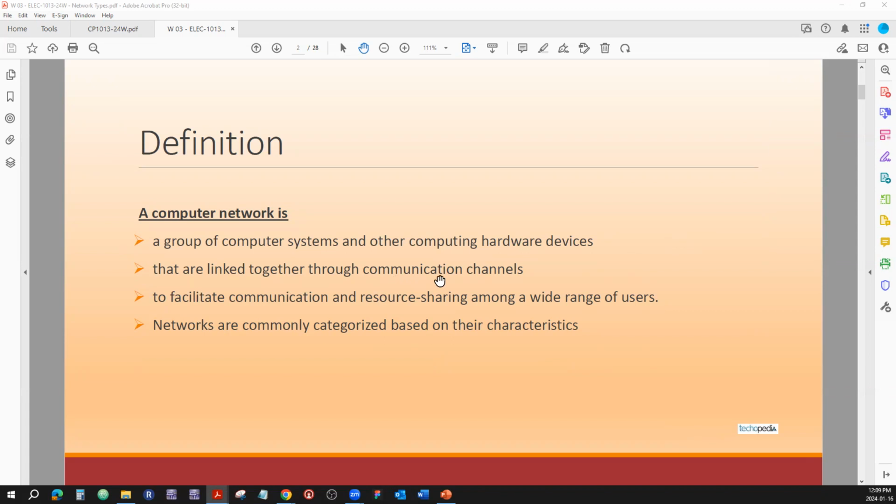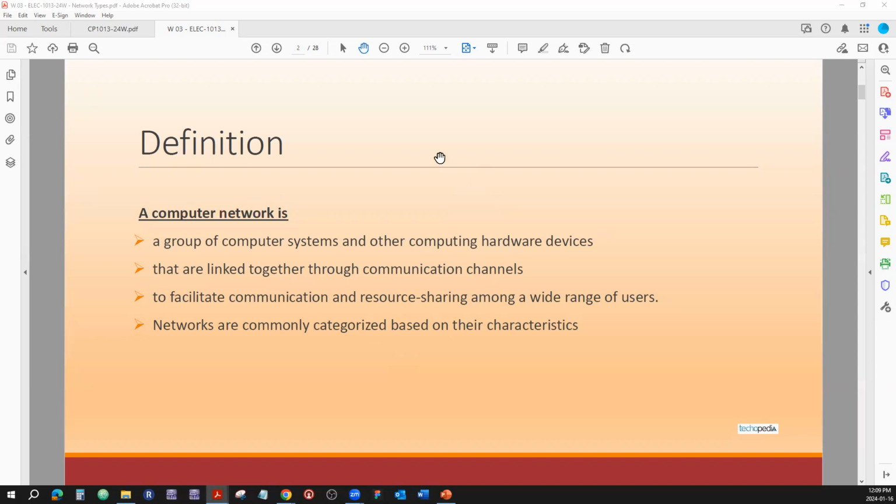Remember our channel signal chain of our communications. Communication channels will be the links, all right? And what will be the links? Copper or fiber or air, right? So, a group of computer systems that are linked to facilitate communication and resource sharing among a wide range of users, all right? Networks are commonly categorized based on their characteristics, okay? Here's a mouthful.